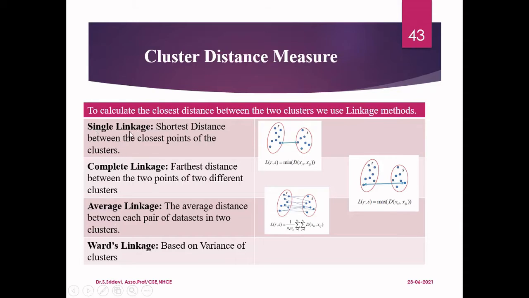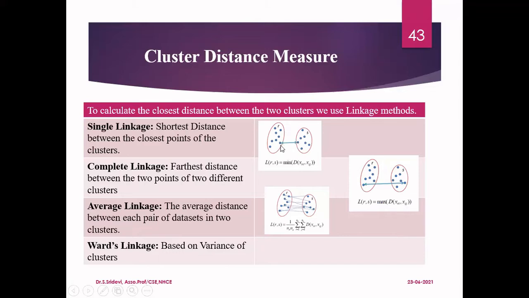The first metric is called single linkage. In single linkage, we are going to find the closest distance between two clusters. Closest does not necessarily mean shortest, okay? It has different meanings in different algorithms. If you go for the single linkage method, we are going to find the shortest distance between the closest points of the clusters. For example, here I have one cluster in this, another cluster in this. Now I am going to join the points. For that, I will consider the shortest distance between the closest points of the clusters. So this is the shortest distance.